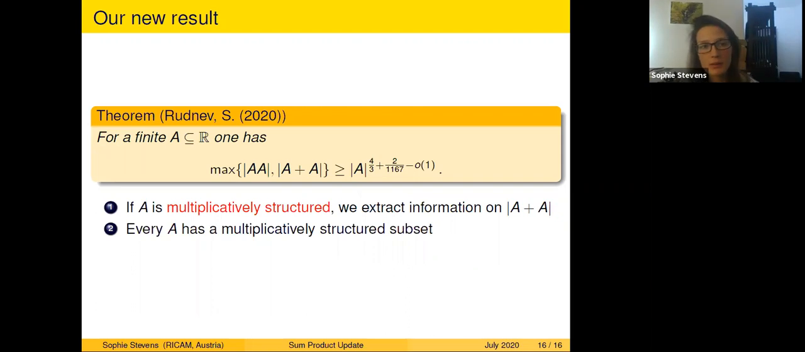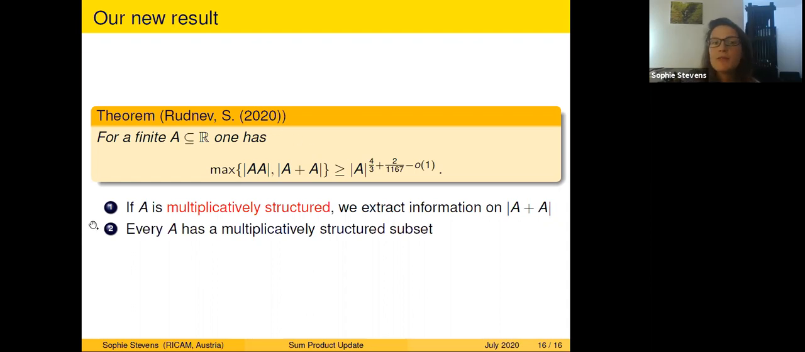So let me just take a moment to recap what we've done. So our aim was to find a new bound on the sum product problem, so 4/3 plus a bit. And we did this in two parts. We said that if our set is multiplicatively structured, then we can use this multiplicative structure to apply the Szemerédi-Trotter theorem. And with the Szemerédi-Trotter theorem, we can bring in efficient additive energy bounds, giving us information on the sum set A plus A.